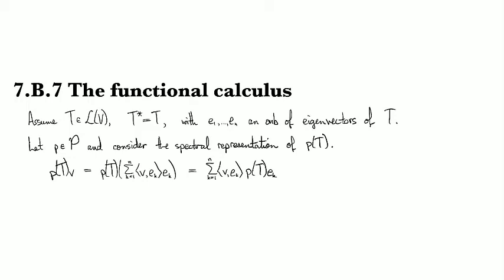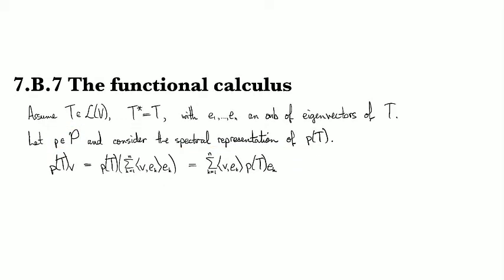Now, here's another way of looking at the spectral theorem or its implications. Suppose we've got a self-adjoint operator T, and once again, its corresponding orthonormal basis of eigenvectors. Now let's take a polynomial P and consider the spectral representation of this polynomial, just following what we did in the last clip. So now we're going to take some polynomial of T and apply that to the vector V. And so if I expand V in terms of the orthonormal basis, it's going to look like this.